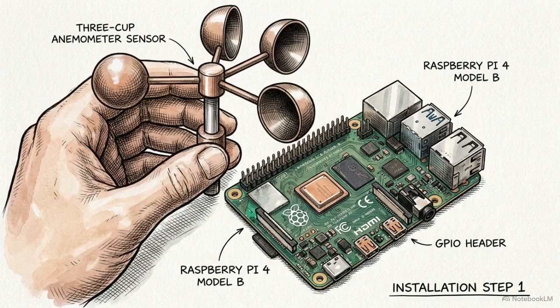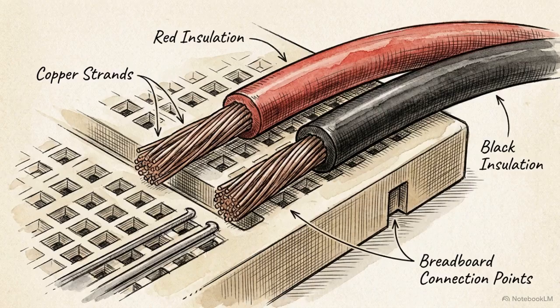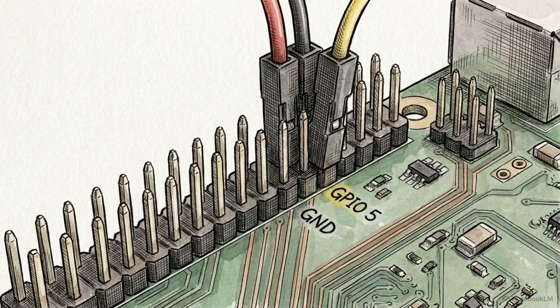Step 1 is capturing the wind's speed. Take the two wires from your anemometer. Connect one to any ground pin on your Raspberry Pi and connect the other to GPIO 5.